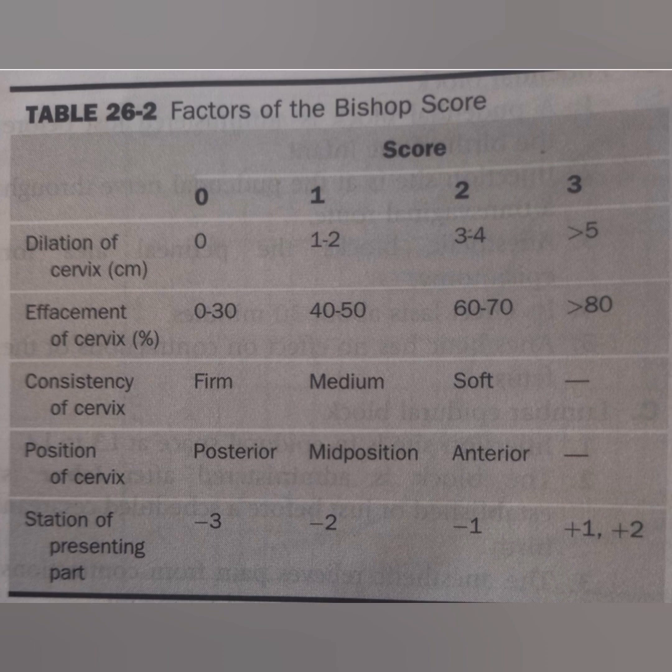First one, dilation of the cervix in centimeters, and effacement of the cervix, consistency of the cervix, position of the cervix and station of the presenting part. Mainly these are the main factors. 5 factors we are checking in the Bishop score. The score is like 0, 1, 2 and 3.